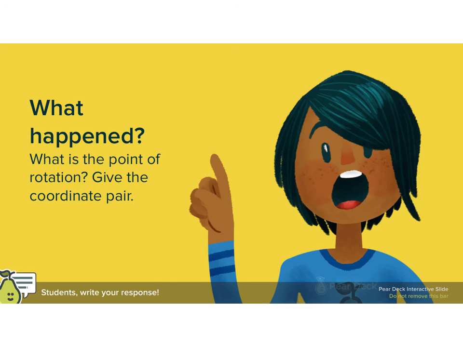The next slide says, what's the point of rotation? We said that it was point, I think W, and it was at (1, 1).